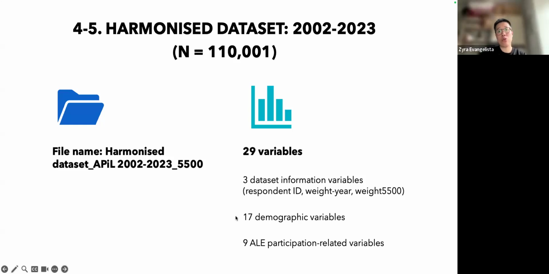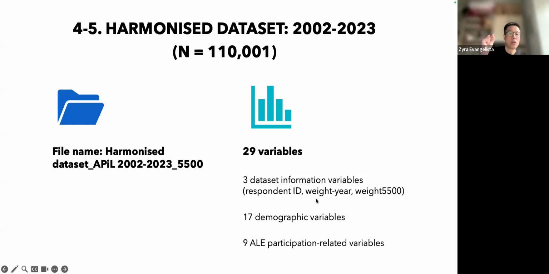In the next few slides, I'm going to show you details of the demographic variables and the 9 APiL participation related variables. But I want to point out here that in the harmonized data set, we included 3 dataset information related variables. Remember, we got the APiL data set for each year. That means we had 20 different data sets, and the whole idea of harmonizing is to combine them all in one big data set. In the original data sets, of course, each respondent had an ID number, but in the harmonized data set, we included that and actually included the year, just so it's easier to cross-check if you ever need to look at the raw files, the original files, and the harmonized data set to make sure everything is consistent.